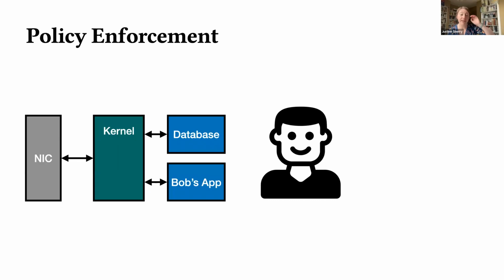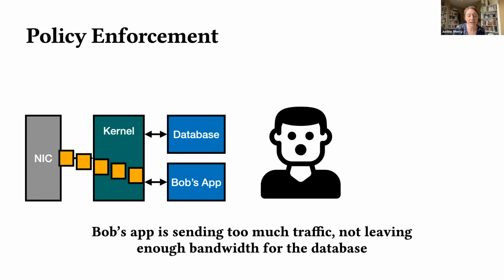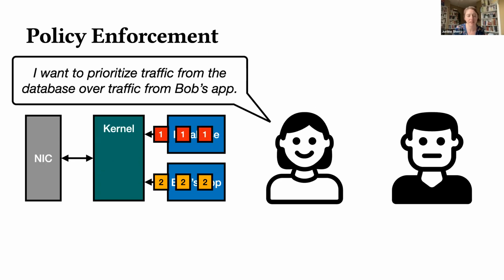Here's an example of something we give up on altogether with kernel bypass. Problem here is sending too much traffic and not leaving enough bandwidth for the database. So administrator Alice can use TC to set a priority.